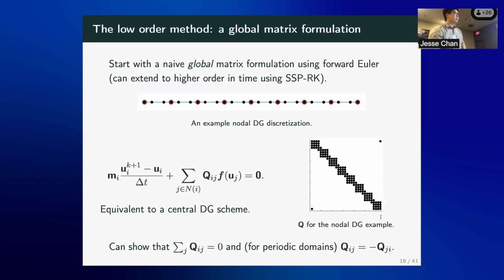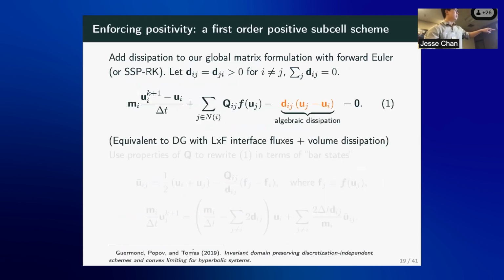And this is an example of the matrix Q that we're using. This is now a global matrix. We can show that if you have a central DG scheme, this Q is skew symmetric and that the row sums go to 0. So starting from this, we can basically take this term and add an algebraic dissipation, which depends on this matrix Q itself. So we're going to do essentially algebraic flux correction.